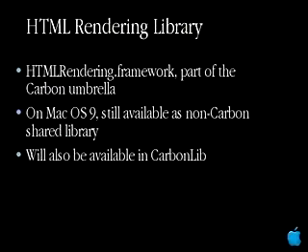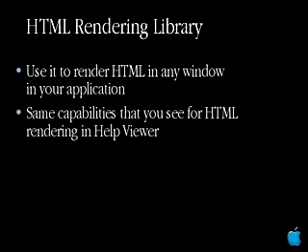This is the underlying technology that renders HTML in the help viewer. And on 10, it's shipped as the HTML rendering framework, which is a part of the Carbon umbrella in DP4. On macOS 9, it's still available as a non-Carbon shared library, but it will also be available in CarbonLib. So what exactly is this thing, and why would I want to use it?